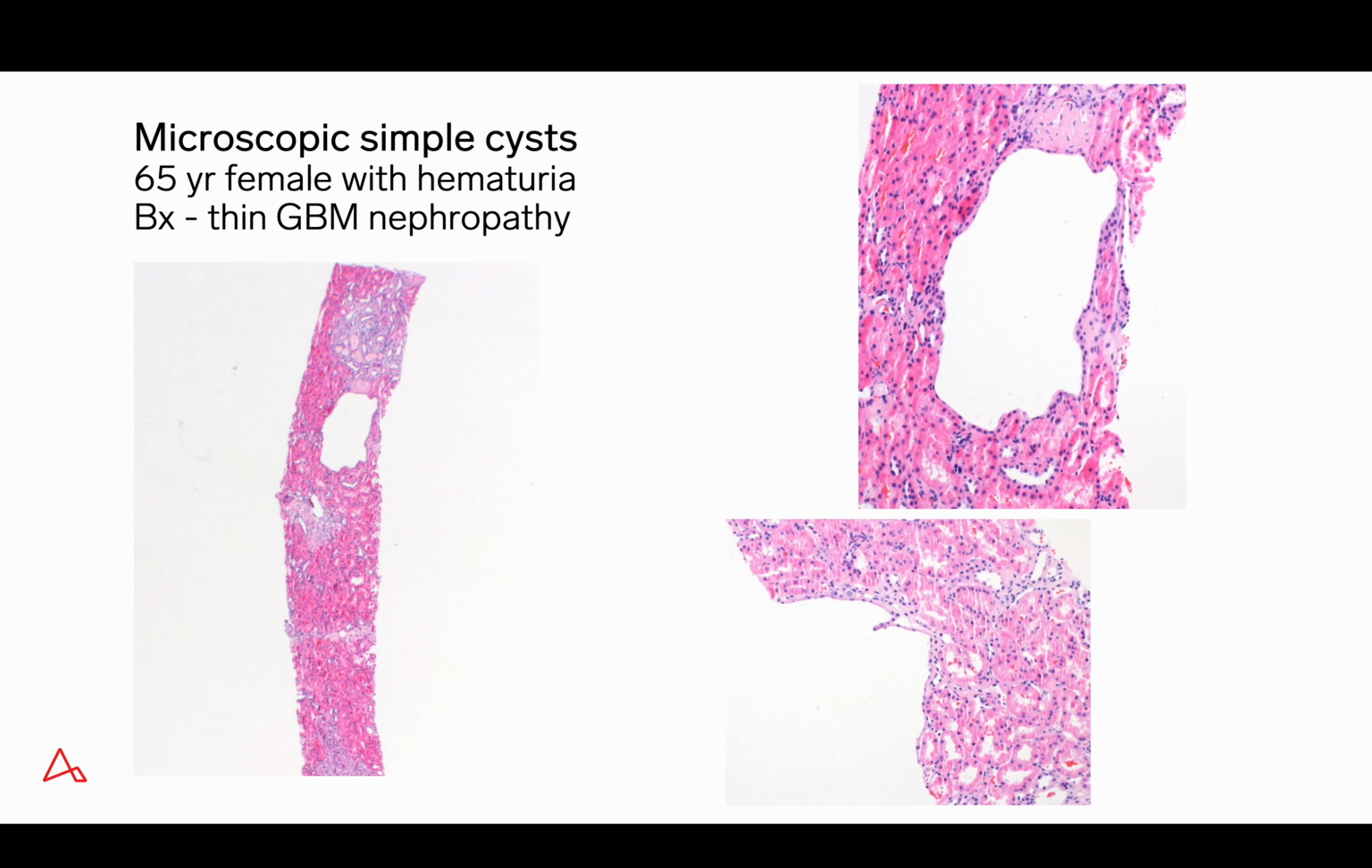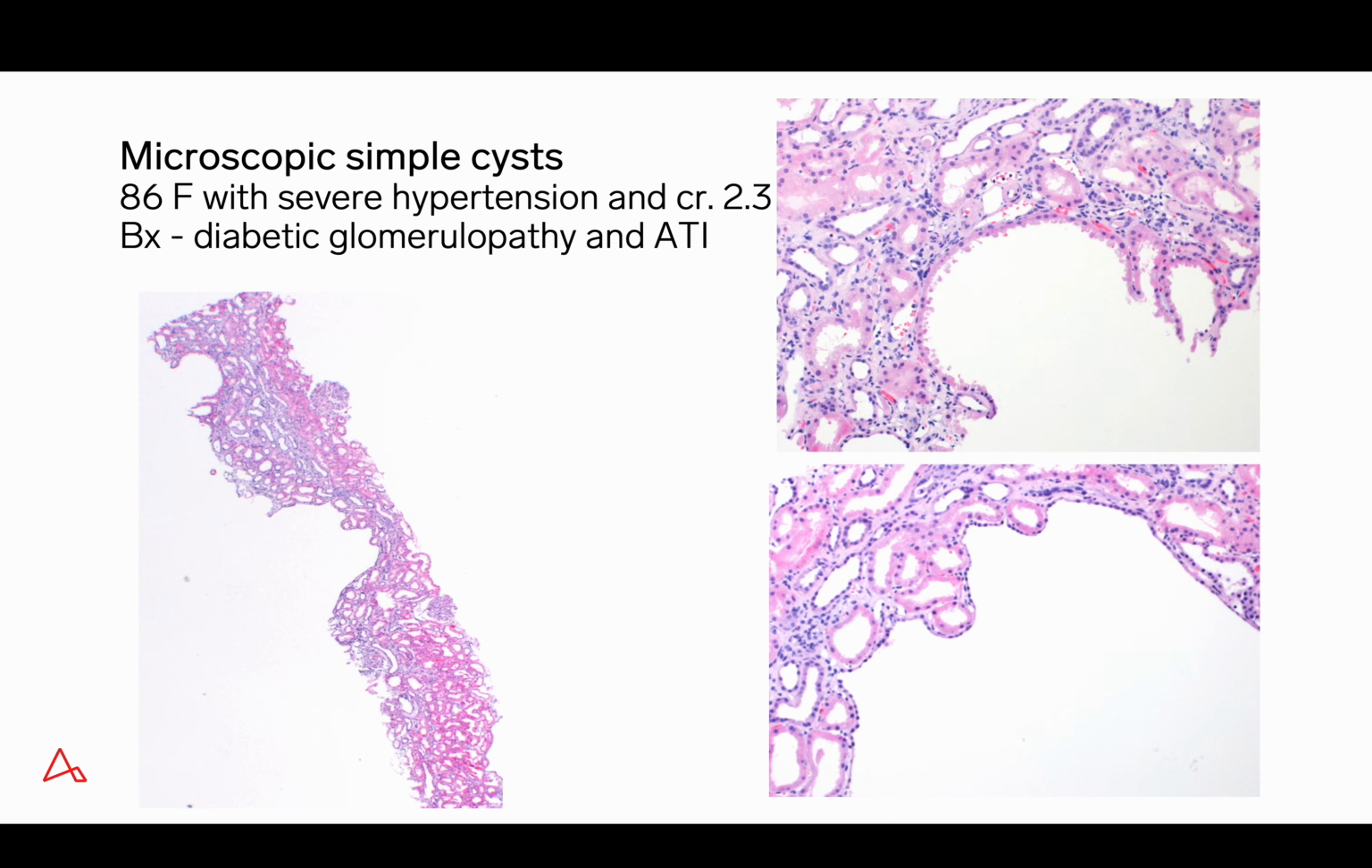Simple cysts can appear on renal biopsy. Here's an example of what I regard as 2 simple cysts. This was a biopsy from a 35-year-old female with hematuria. The hematuria was due to thin basement membrane nephropathy. And here we can see a core of tissue in which most of the tissue is non-scarred, and we have small cysts here lined by attenuated epithelium, which I regard as an example of simple cortical cyst formation.